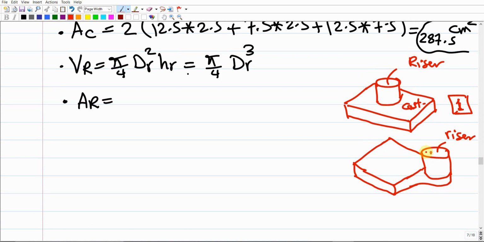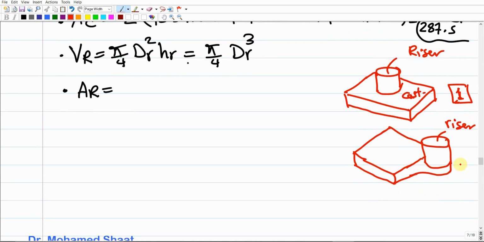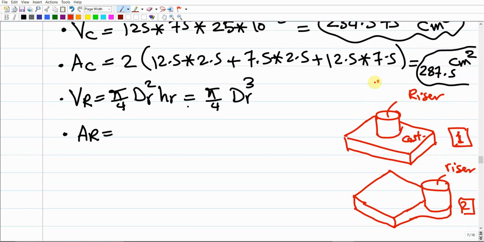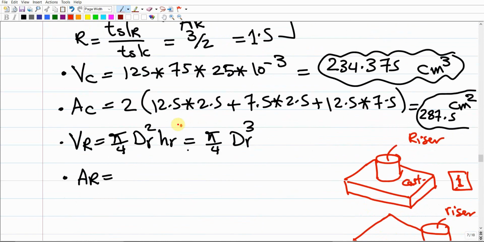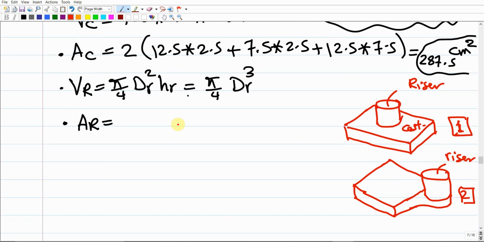It means that the riser will not be on the top. This is going to be the second option, right? So for the first option here, if I ask you to calculate the surface area, this AR in this formula should be the area of the riser that is exposed to the sand, that is subjected to the sand, that is touching the sand.